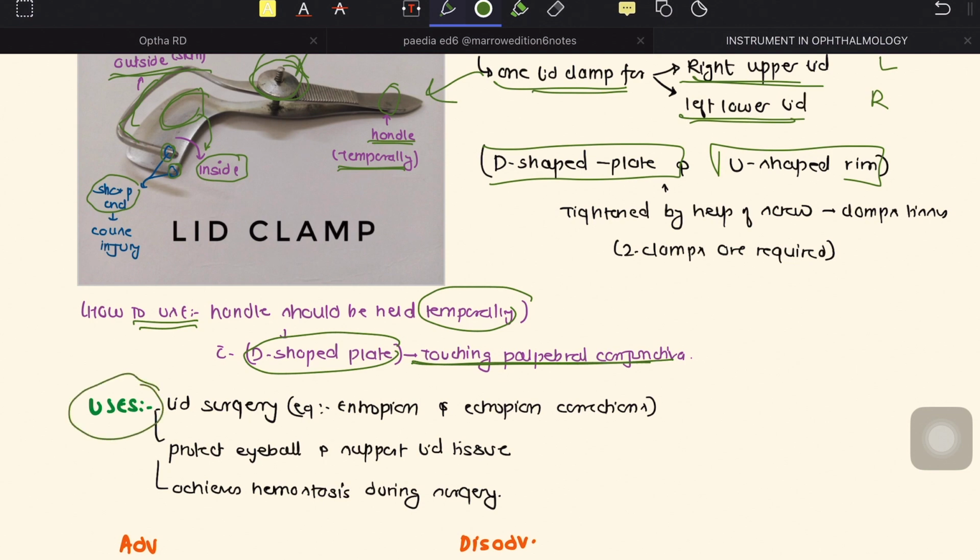What are the uses of the lid clamp? It is used for eyelid surgeries like entropion surgery and ectropion correction as well. It is used to protect the eyeball and support the lid tissue. It also achieves hemostasis during surgery. As I've shown, it has a clamp-like mechanism which is used to achieve hemostasis during ocular surgery. But the main use is for lid surgeries like entropion surgery as well as ectropion surgery.